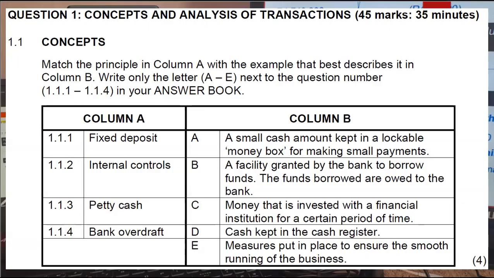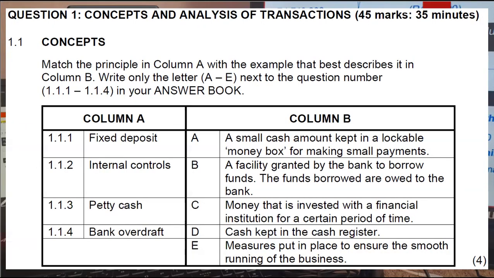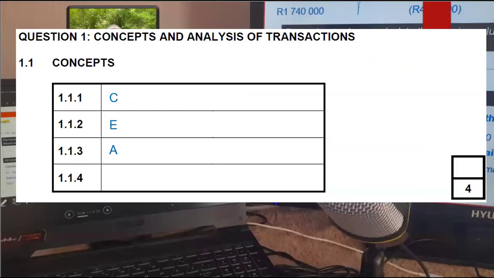Petty cash, we said that will be A. Bank overdraft, we said that will be B. And obviously we'll get 1 mark per answer that you give here. That is it.